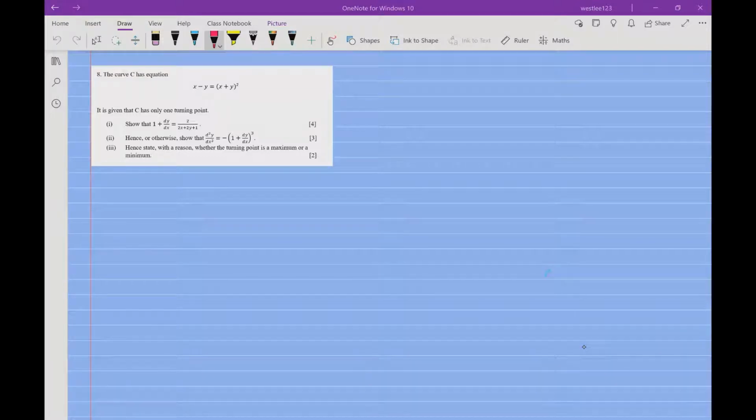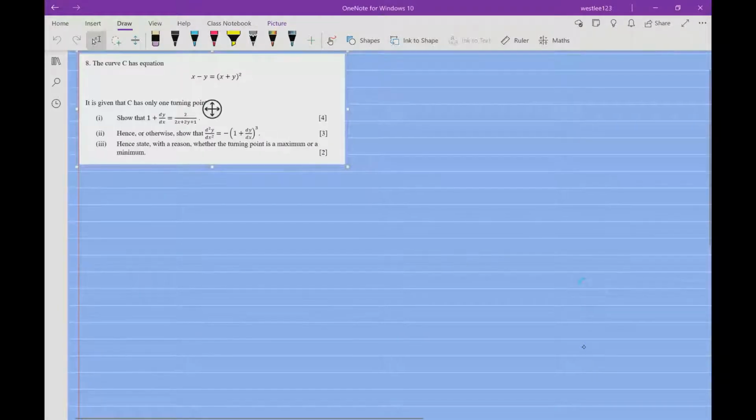Okay, hi everyone. So in this video, we will be looking at the 2012 A-Level H2 Math Paper 1, Question 8 on differentiation and its applications. In this question, we are given the equation of the curve. The curve has only one turning point, and we are supposed to show that 1 plus dy dx equals 2 over 2x plus 2y plus 1, 4 marks.